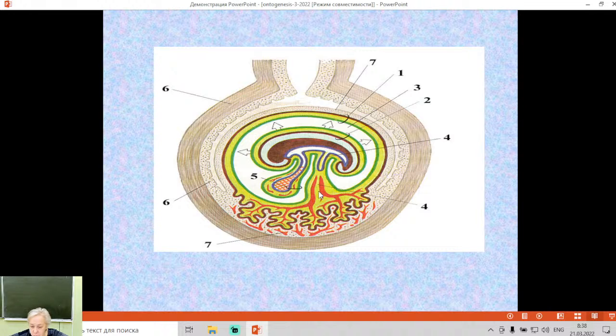And on this slide too, you see the embryo, brown. It's the amnion, number 2, number 5, allantois, number 1, chorion, and it's the embryo of mammals, and you can see the next extraembryonic organ, the placenta, number 7.